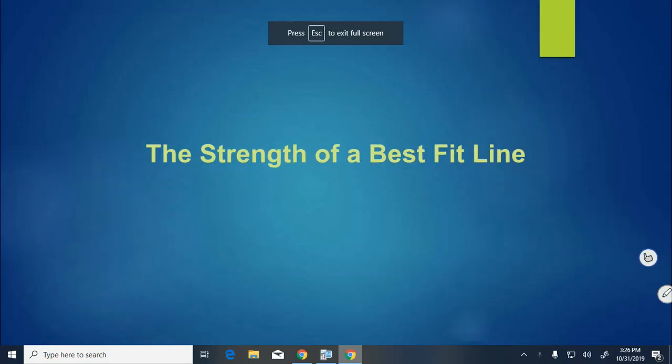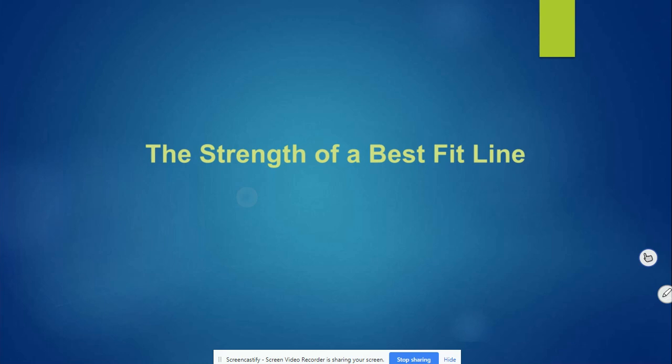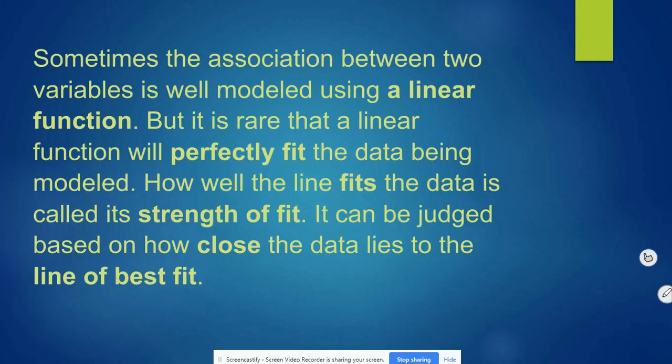Hey gang, today we're going to continue our work with scatter plots, specifically the strength of a best fit line. Sometimes the association between two variables is well modeled using a linear function, but it is rare that a linear function will perfectly fit the data being modeled. How well the line fits the data is called its strength of fit. It can be judged based on how close the data lies to the line of best fit.